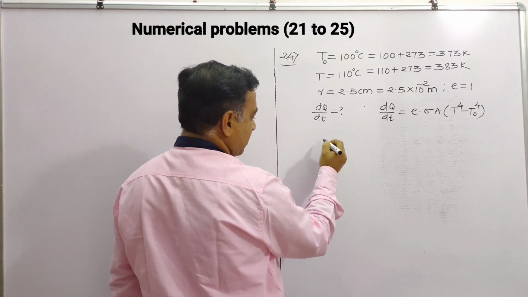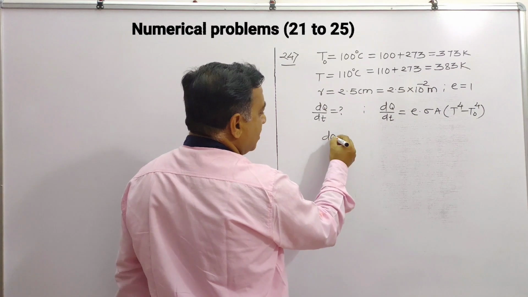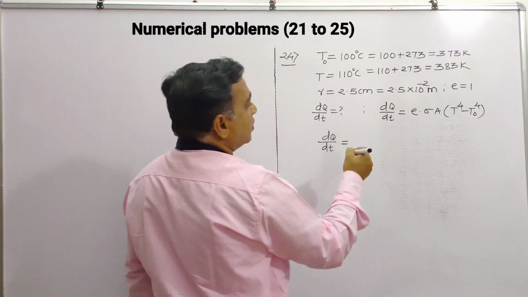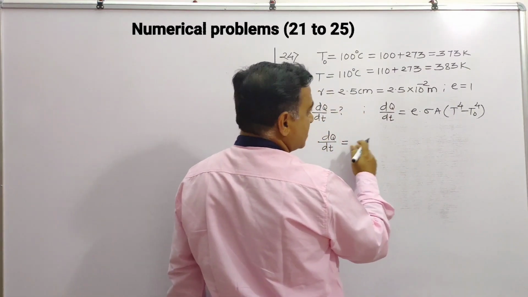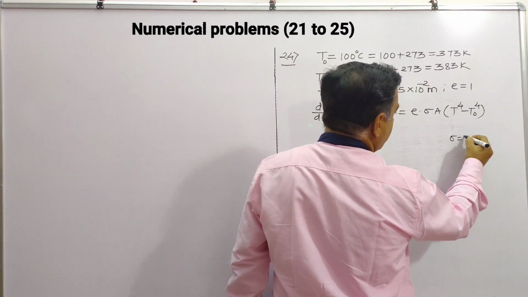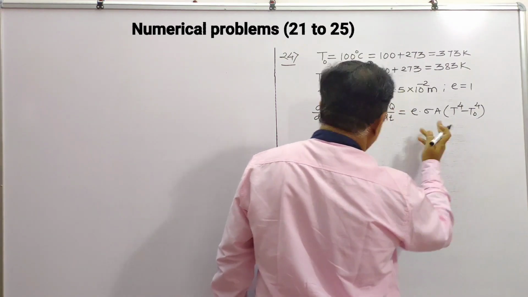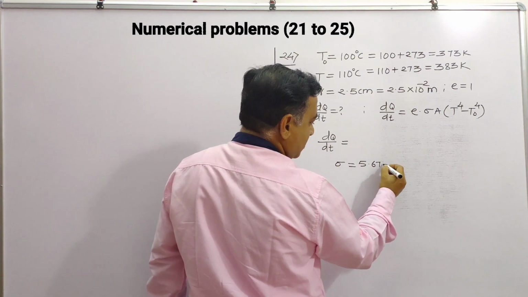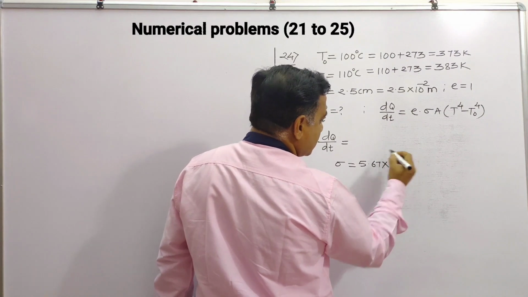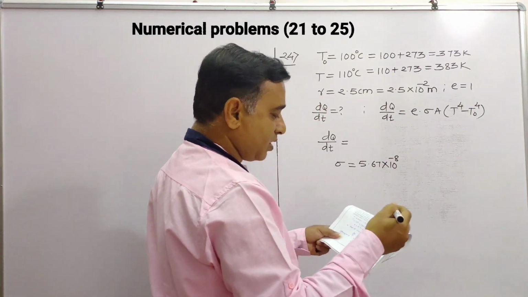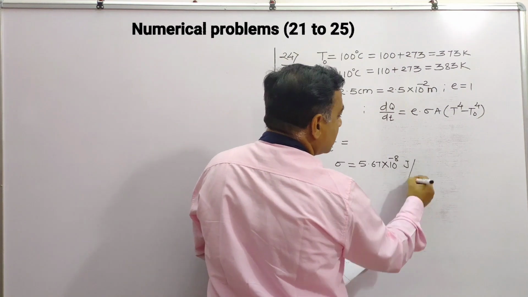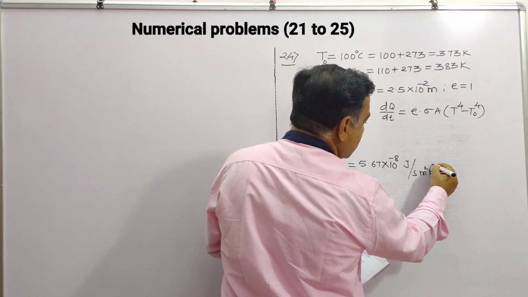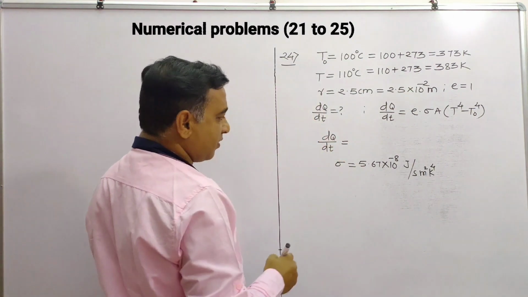So what about the area? After substituting all the factors, we can calculate the area separately. We can also insert this, and we know the sigma value. Before starting this, let me write the sigma value briefly: sigma is 5.67 into 10 raised to power minus 8. What about the unit? It is joule per second meter square into Kelvin raised to power 4. This is the given factor.